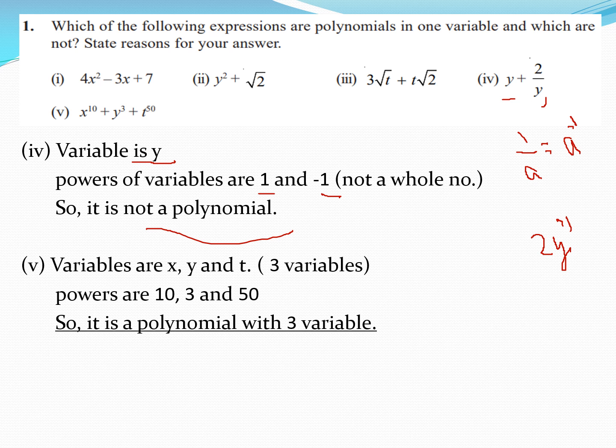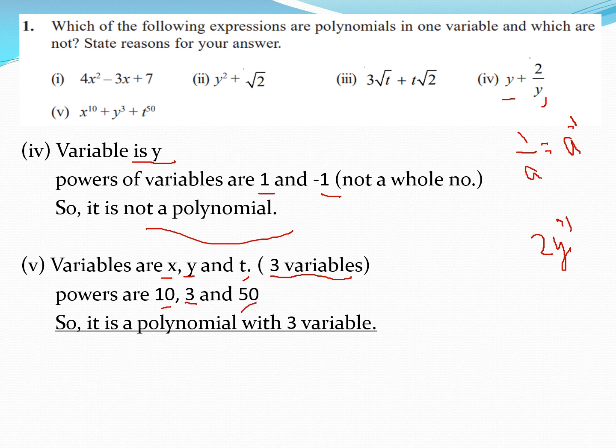Now the last part. It is given x raised to power 10 plus y raised to power 3 plus t raised to power 15. Now let's see first the variables. Here the variables are x, y and t. So three variables are there: one is x, one is y and one is t. Now let's see the powers. The power of the variable x is 10, the power of y is 3, and the power of t is 15. All are positive, that means all are whole numbers.